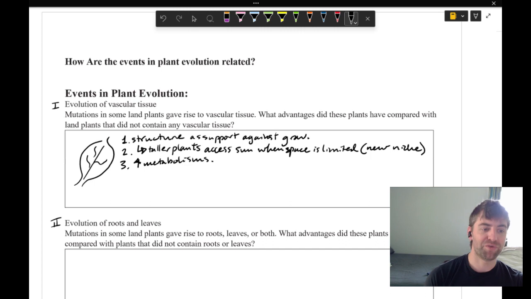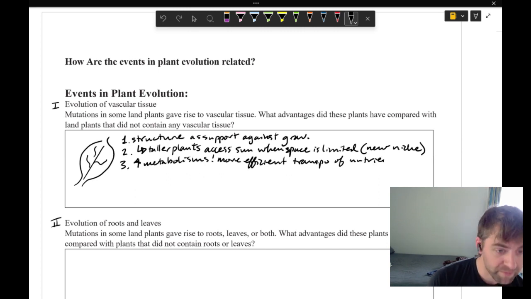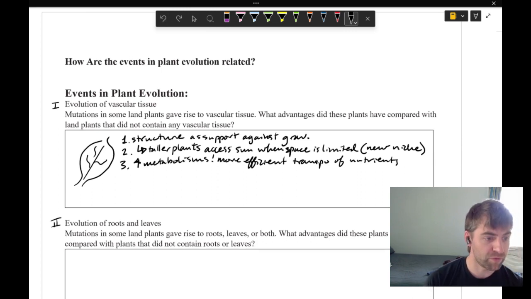The addition of vascular tissue also allowed for quicker, more efficient transport of water and food throughout the plant. More efficient transportation of nutrients. We'll just leave it at nutrients, including food and water. Okay, that's the big three.